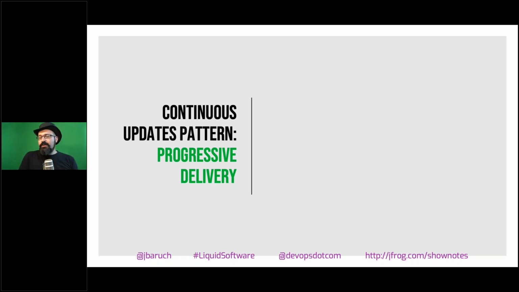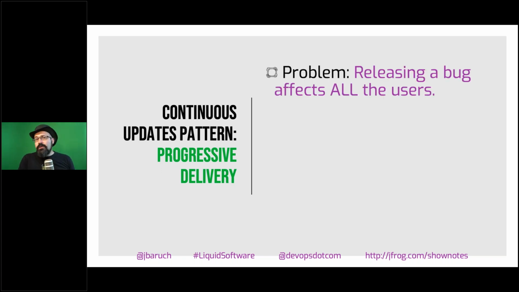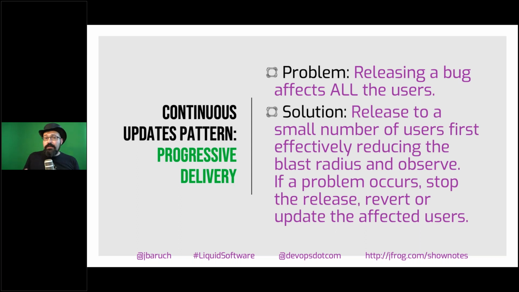Progressive delivery is a concept that has been with us for a couple of years now, and it goes like this: do not release something that might contain a bug to all the users. Instead, release to a small number of users first, effectively reducing the blast radius, and then observe what happens. If a problem occurs, you stop the release, revert the affected users or update them with a patch if it's available, and basically minimize the harm done by a bad update.